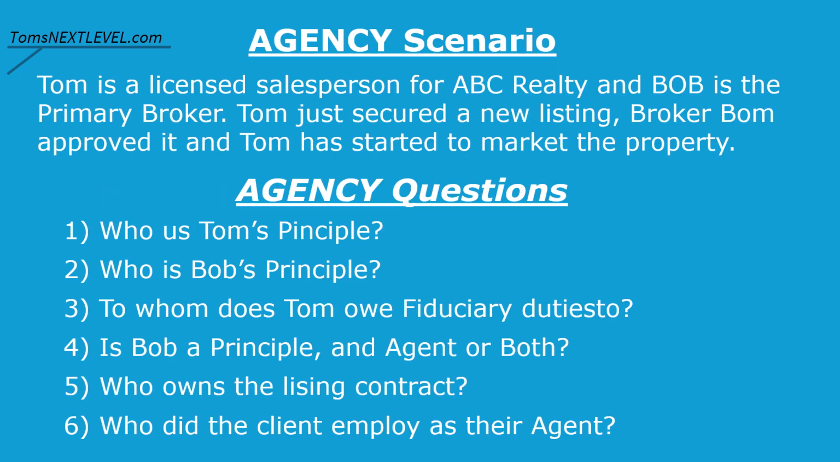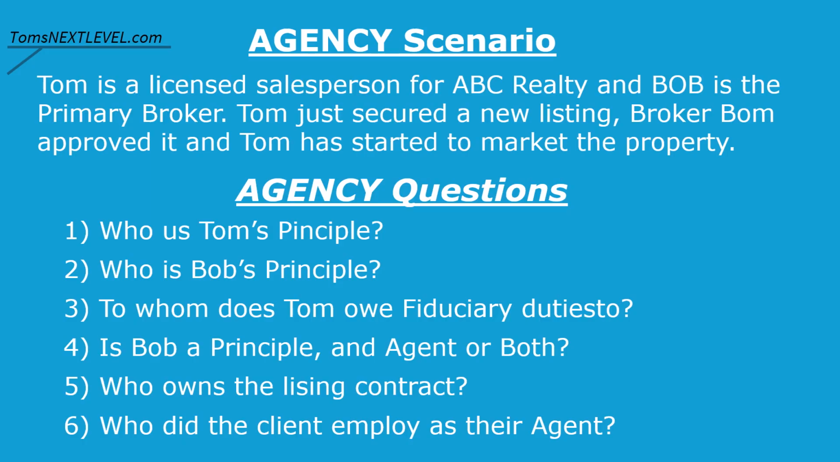Well, here's the basic scenario on agency we're going to discuss. Tom is a licensed salesperson for ABC Realty. Bob is the primary broker. Tom just secured a new listing. Broker Bob approved it. And now Tom has already started to market the property.